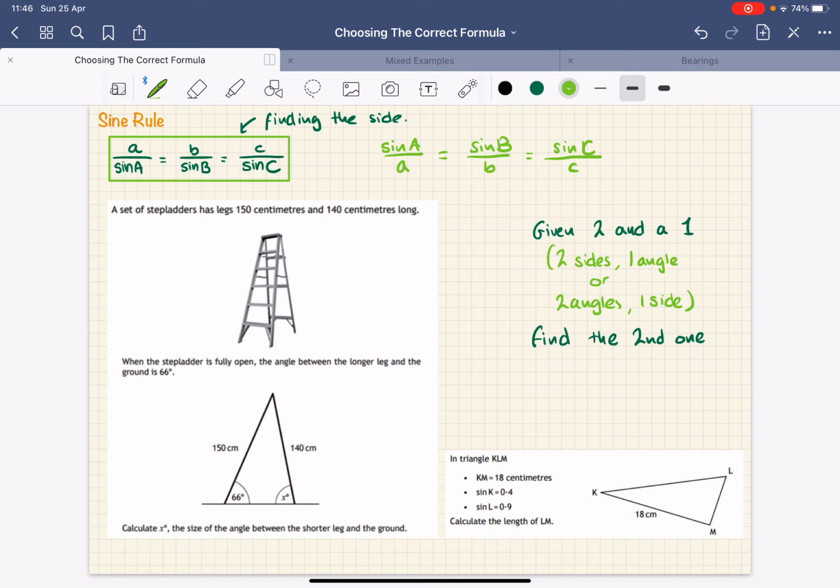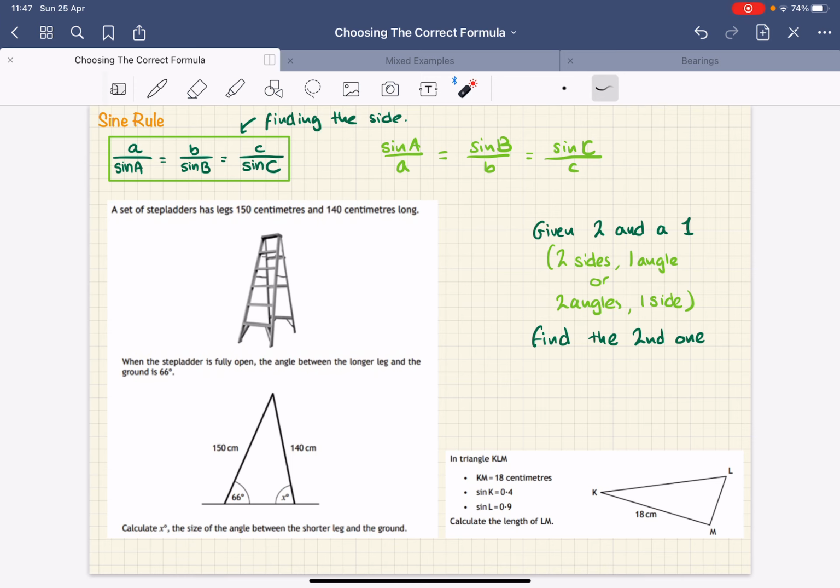So taking a look at this one here, I'm going to talk about it in both methods. One, the process of elimination, and then also the 2 and the 1. So reading through, a stepladder has legs 150 centimeters and 140 centimeters long. When a stepladder is fully open, the angle between the longer leg and the ground is 66 degrees. Calculate x degrees, the size of the angle between the shorter leg and the ground.